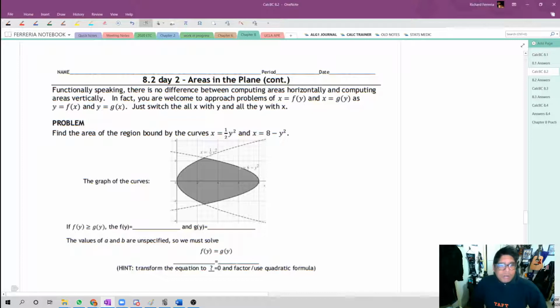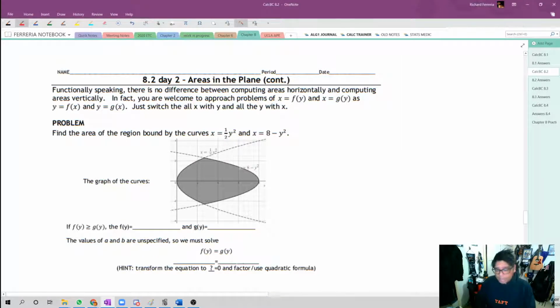Functionally speaking, there is no difference between computing areas horizontally and computing areas vertically. In fact, if you want to rewrite this entire thing as y equals f of x instead of x equals f of y, everything will be fine. Just switch all the x's and the y's, and you can compute this normally. But we're not going to take that approach. We're actually going to go f of y minus g of y.